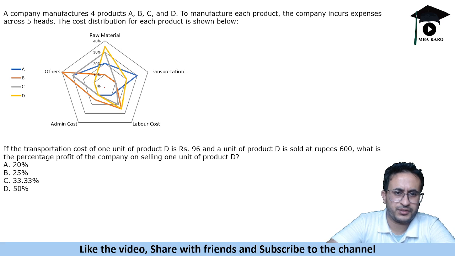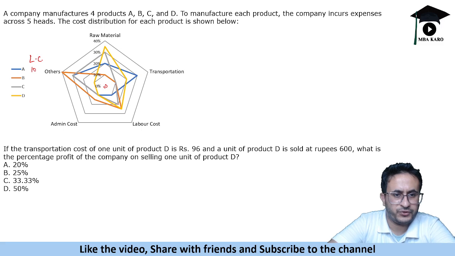Whatever be the values given, it is a polygon. The center is 0. Now it gives 10, 20, 30, 40. So that means you have to read radially, like this value is 10, 20, 30, 40. If we look at transportation, or let's say we are looking at labor cost. Labor cost of A, this is 0 is center, this is 10. So labor cost of A is 10.